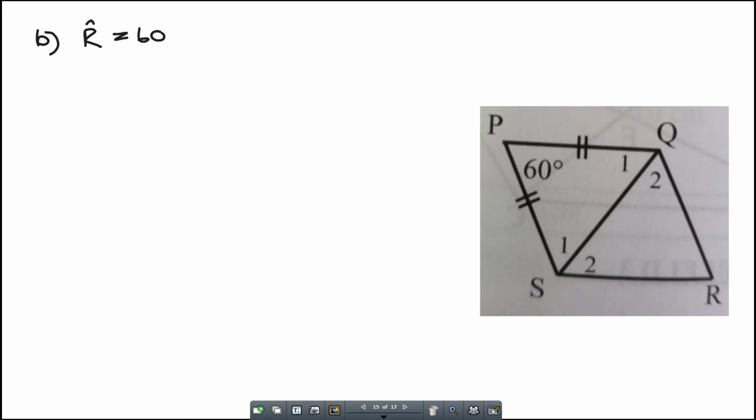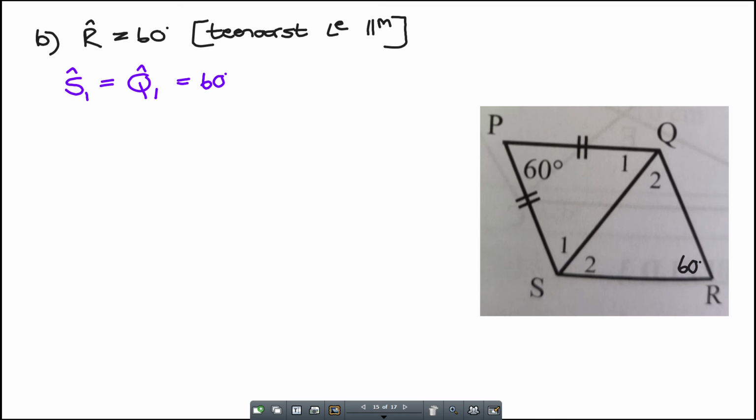Oeh, daai lyk so Z, sorry. En jy sê dit is teenoorstaande hoeke van 'n parallelogram. Okay, opposite angles of a parallelogram would be the same. So R will be 60. Okay, let's look at S1. You will see that S1 will be the same as Q1. Sien julle dit? Nee, en hoeveel gaan hulle wees? 60.